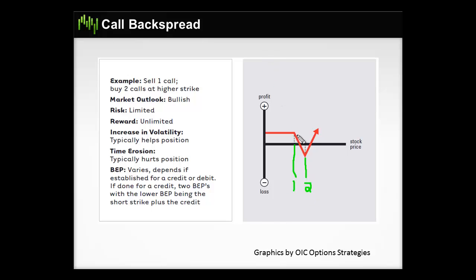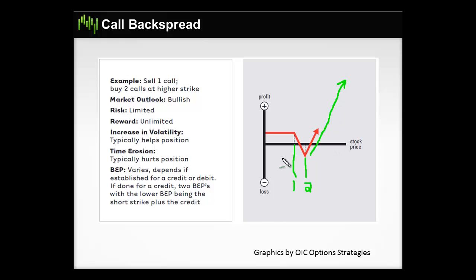Now what's interesting here is you want the sale of the lower priced call option to be more money than the cost of the two higher priced calls. And this gives you the profile here where if the trade goes dramatically against you, you can still achieve a certain level of profitability. If it goes in your direction, then you do get the same type of curve that you would with a kind of long call position.